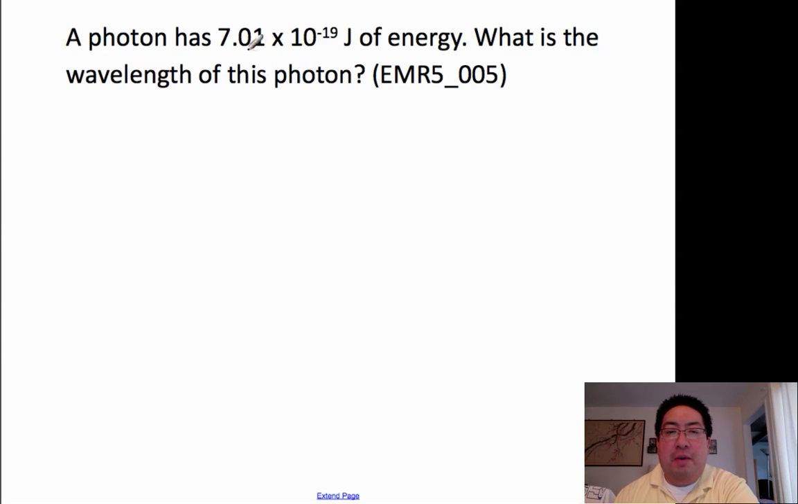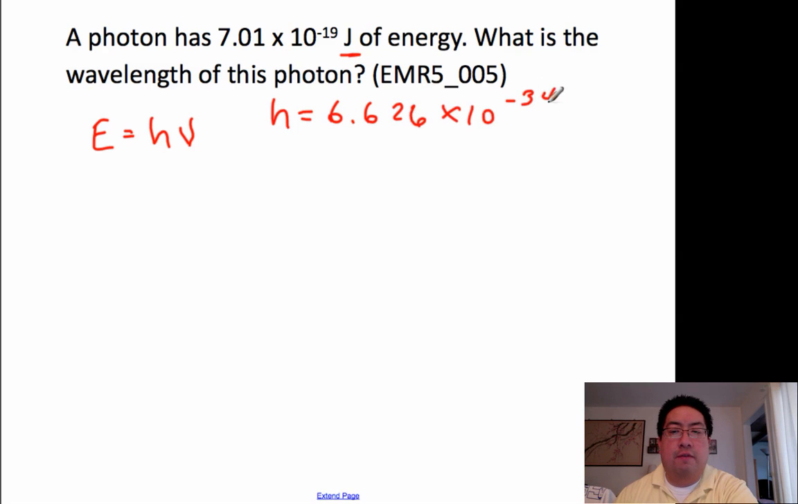And here we have a photon with this many joules of energy. So the key here is joules. So this is energy. And remember, we only have two equations right now that we're using primarily. We're using the wave equation and we're using Planck's equation. Because this is joules, we're going to start with Planck's equation. So in this case, E equals h times nu. And remember, h is a constant. H is Planck's constant, which is 6.626 times 10 to the minus 34th joules times seconds.